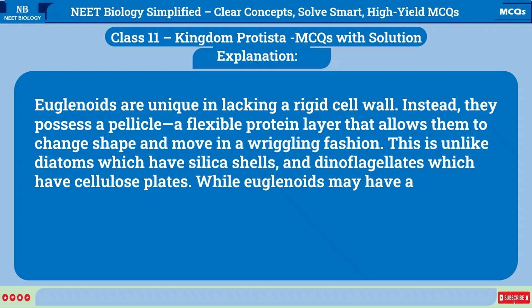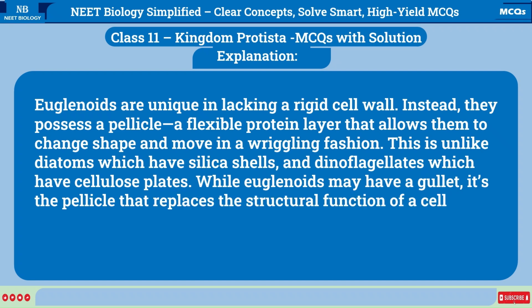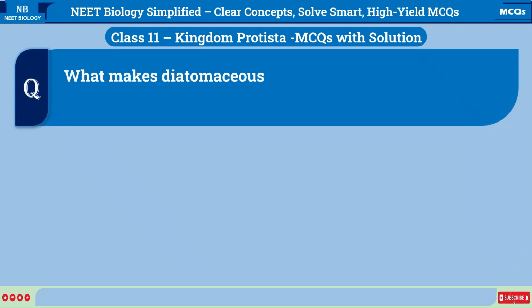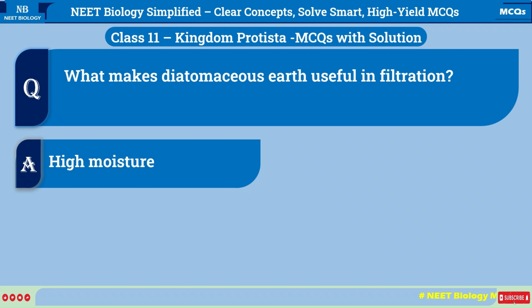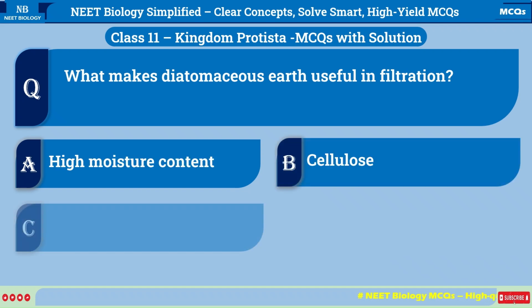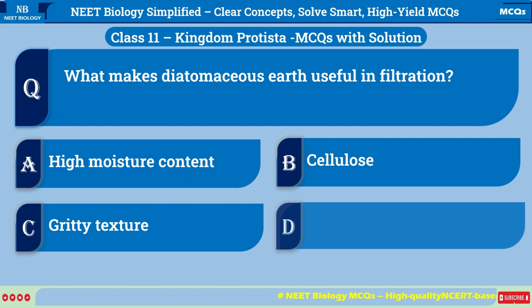While euglenoids may have a gullet, it's the pellicle that replaces the structural function of a cell wall, making it the most relevant answer. What makes diatomaceous earth useful in filtration? A. High moisture content. B. Cellulose. C. Gritty texture. D. Flagella.